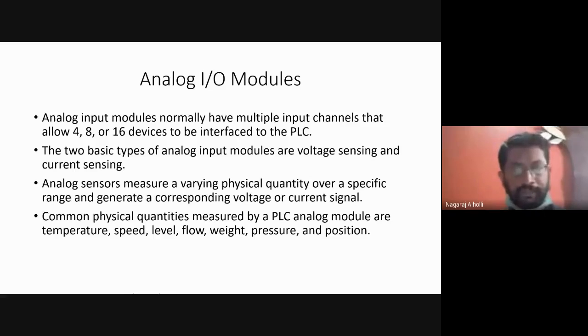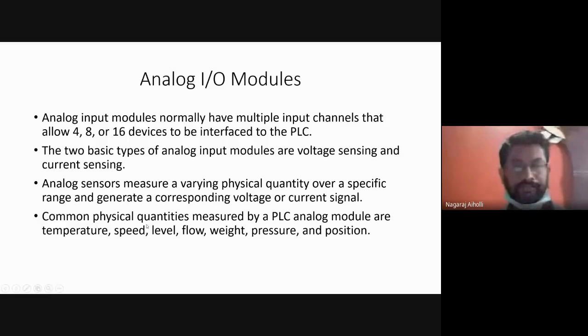And the analog sensors are the ones which measure the varying signals. For example, temperature, pressure, flow, weight, level, all these are analog signals because they are continuous in nature, continuously varying. Such signals are called analog signals or analog sensors. So these analog sensors measure a changing physical quantity over a specific range and generate a corresponding voltage or current signal.